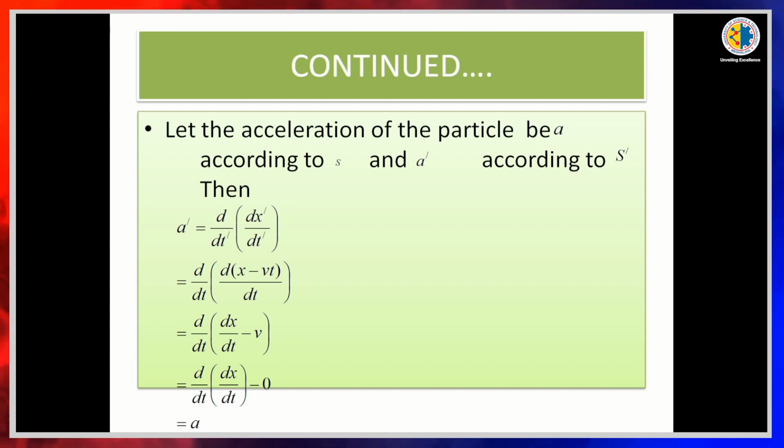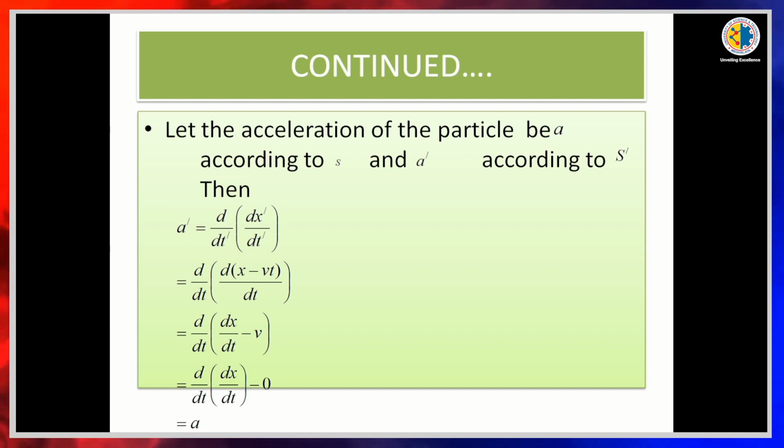So, we get d/dt of dx/dt, that is d square x by dt square. Finally, d square x by dt square is the acceleration term and it is symbolized by small a. So, you observe that a dash is equal to a. Here a dash is the acceleration measured with respect to S dash and a is the acceleration of the particle with respect to S.